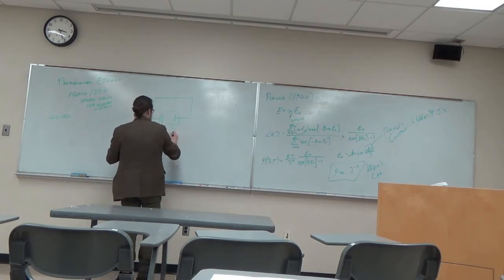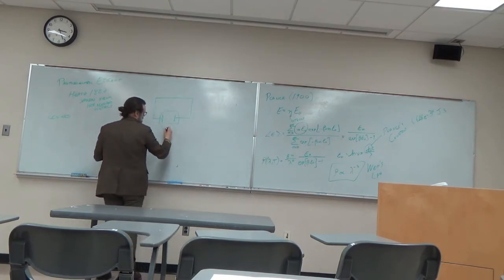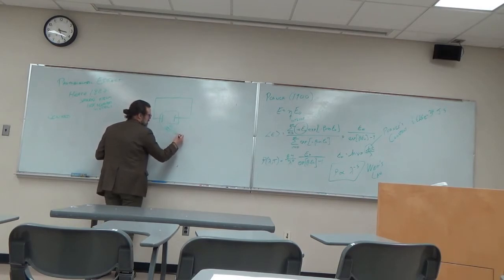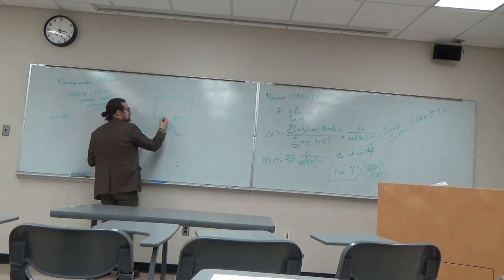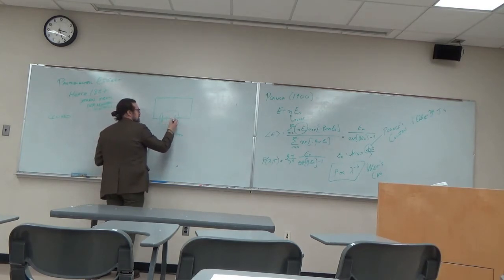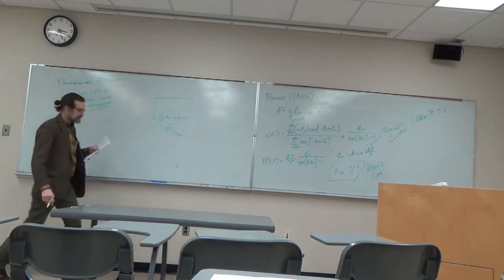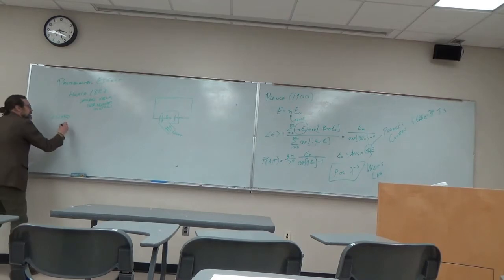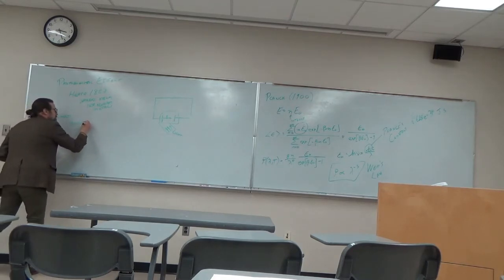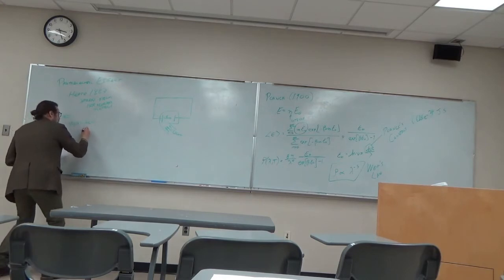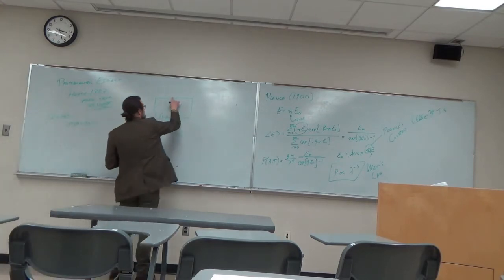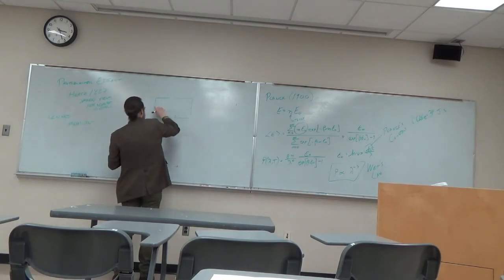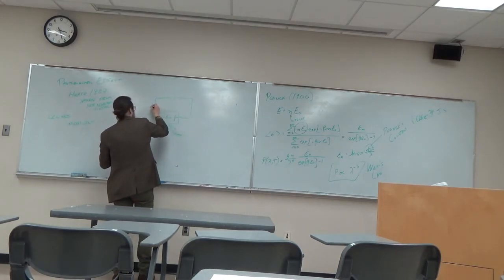And here's some flashlight or whatever. And when the light strikes this plate, an electron hops off and hits this plate, and you get a current. So what Leonard did was he measured the IV characteristics by introducing an applied voltage and a measured current.